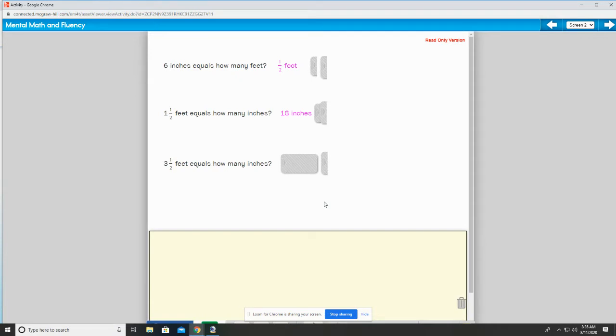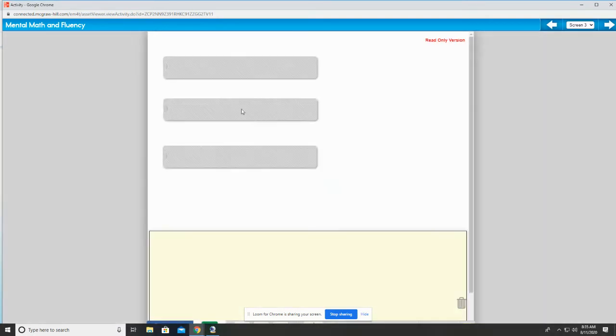And finally, 3.5 feet equals how many inches? So think about it. You know that 3 feet is how many inches? If you said 36, you're right. So now we're going to add 36 plus 6. And your answer should be 42. If you do 36 inches for 3 feet plus 6 inches for 1/2 foot, that equals 42. Awesome. It's going to get trickier.